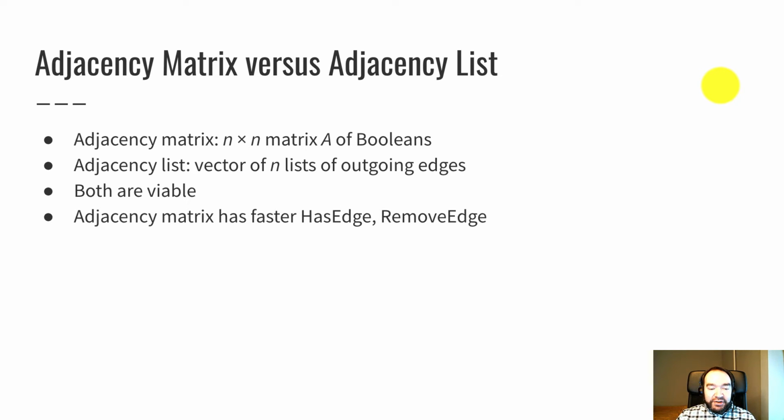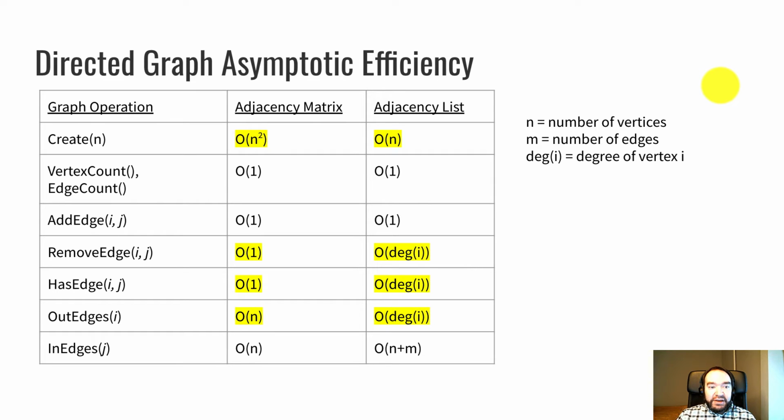The adjacency matrix has a faster has edge and remove operation, and the adjacency list has a faster constructor and out edges operation. So those are some differences. Here's this table that we've looked at a few times, and what I've done is highlight in yellow the significant differences between the two data structures. So the constructor or create operation is quadratic time on the adjacency matrix, linear time on the adjacency list, so the adjacency list is faster there.